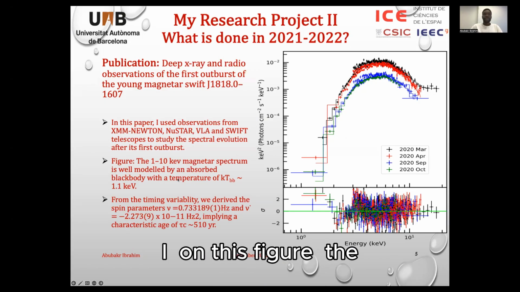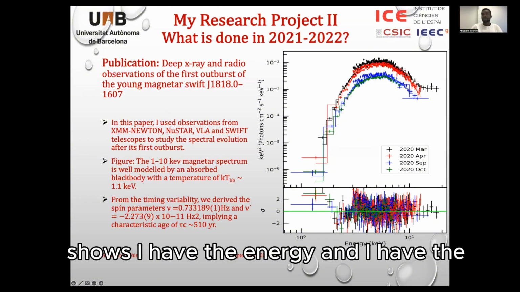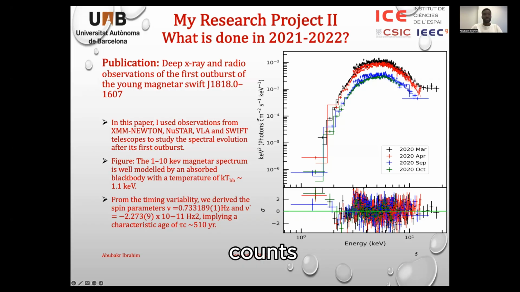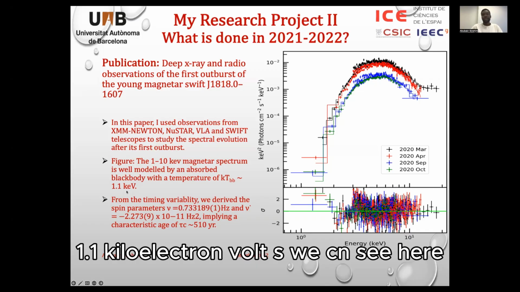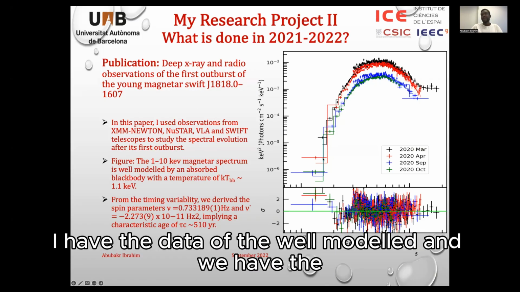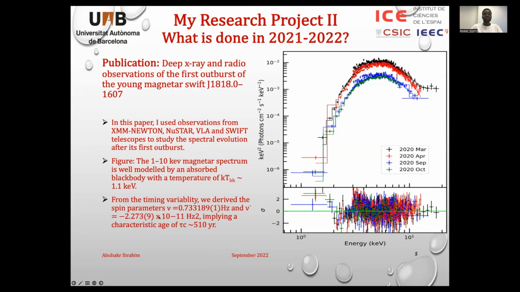I show in this figure the energy and the counts. So this range from 1 to 10 kilo electron volt is modeled by a black body with a temperature of 1.1 kilo electron volt. As we can see here, I have the data. They are well modeled.